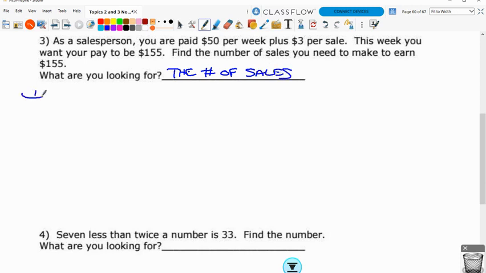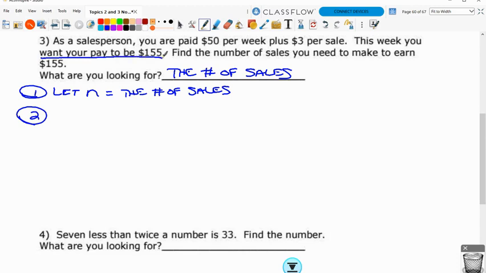Okay, so in step number 1, I'm going to say this time let n, my variable, equal the number of sales that I need to make. And I'm going to use that variable now in either an equation or an inequality. Well, it says right here that you want your pay to be $155. You want it to be exactly $155. So this also is going to be an equation. So I'm going to have something, and at the end it equals 155.